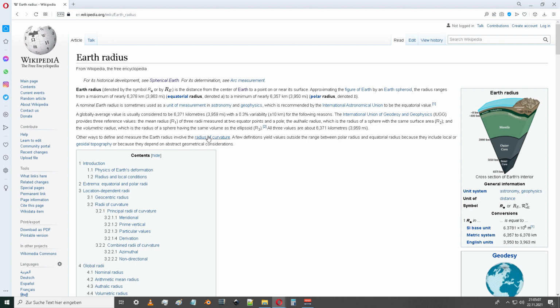To do that, we need to first reference the globe model in the Earth radius: maximum nearly 6,378 kilometers, nearly 6,380 kilometers, and the minimum 6,357. The average is considered 6,371. So that's the basic measurements we base our virtual globe model off, and more later.